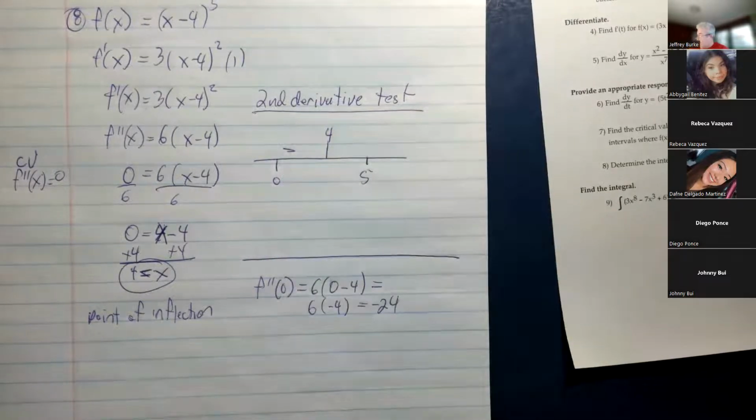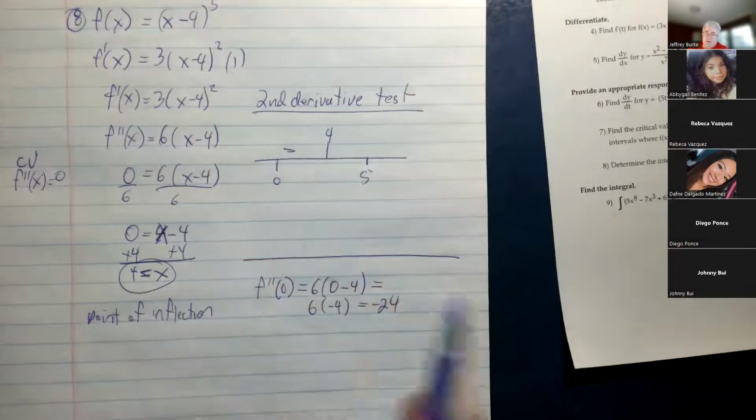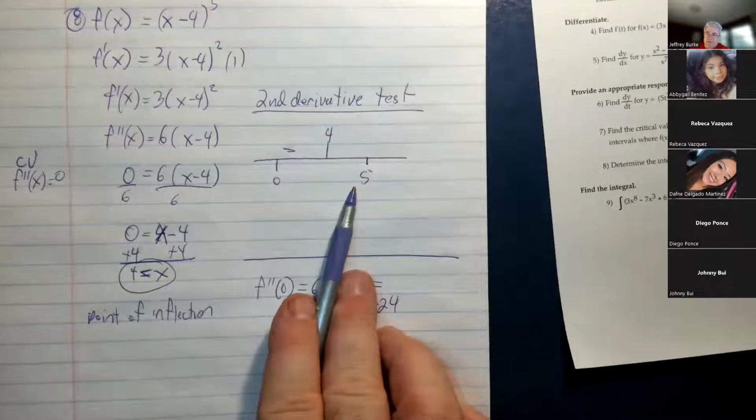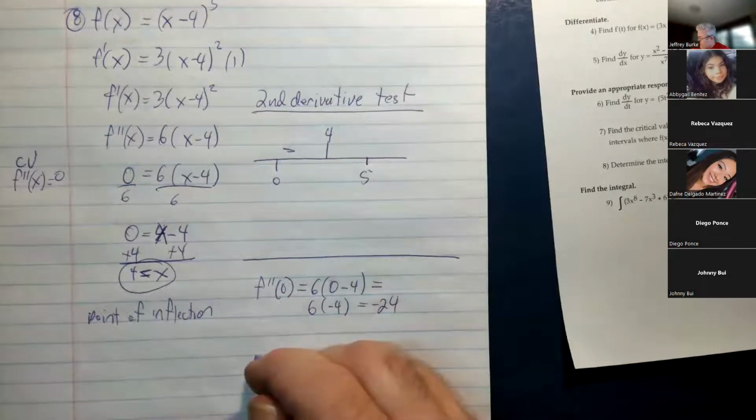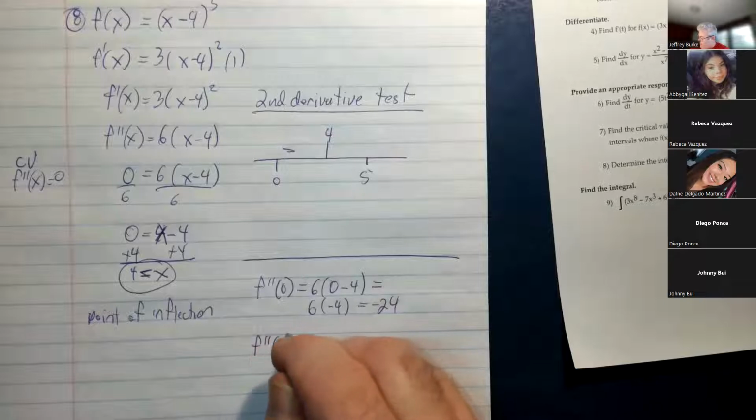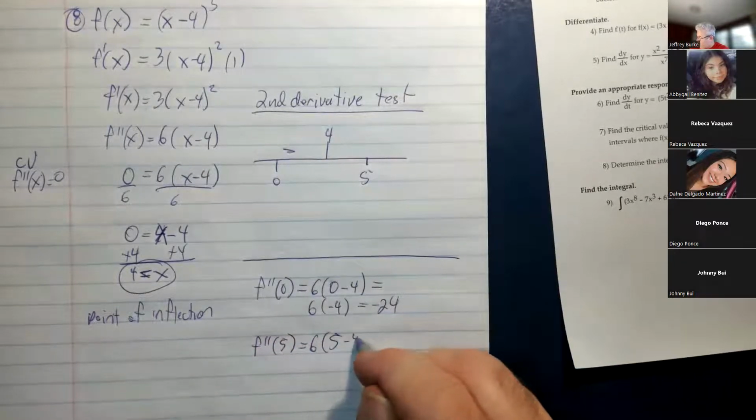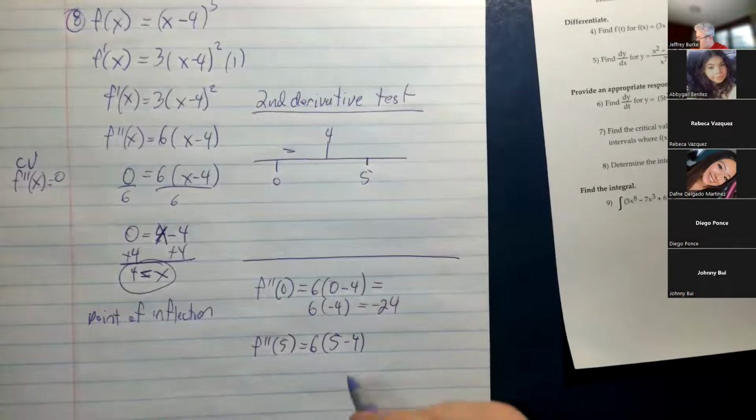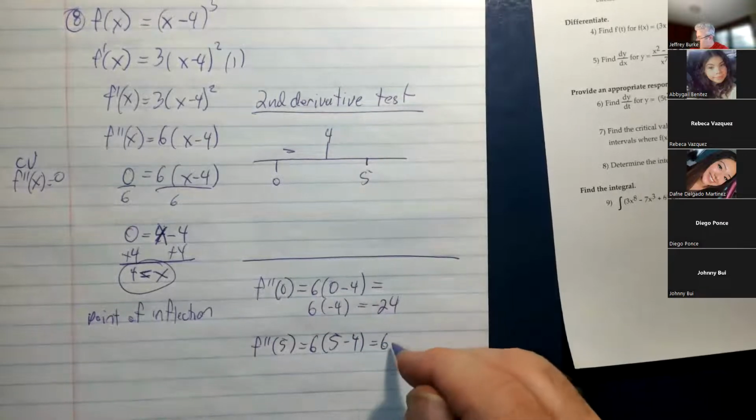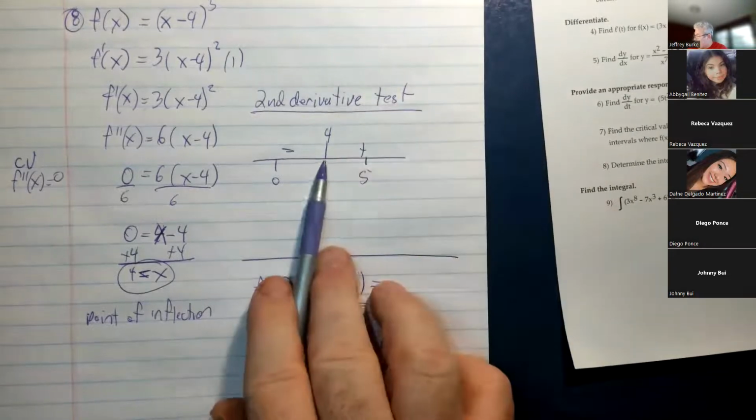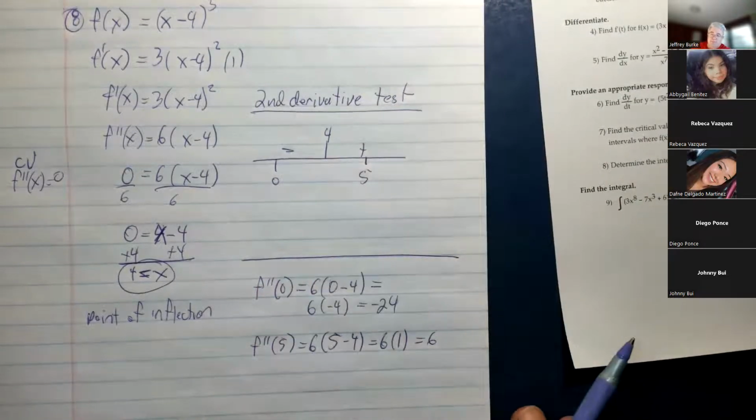So it looks like on the interval of negative infinity to 4, it's going to be concave down. But let's try 5, put that in and see if we get a positive result now. So f double prime of 5 equals 6 times 5 minus 4. That's 6 times 1, which gives me 6. It's positive, so on the interval of 4 to infinity, it's going to be concave up.